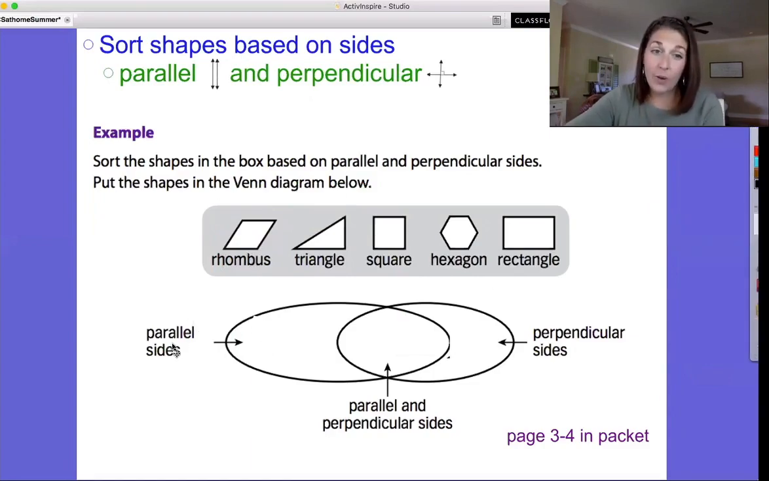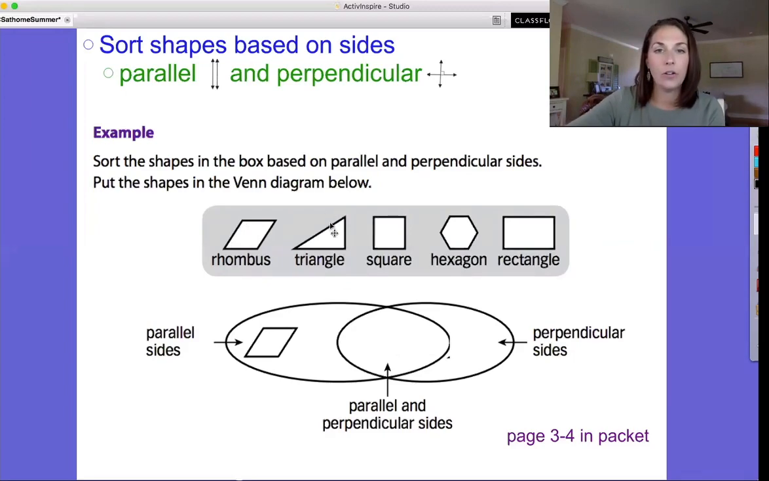So when I classify my rhombus, I know it's going to fit here in parallel sides, but could it also fit in perpendicular sides? I remember that for perpendicular sides, you must have 4, or you must be able to create a right angle in the corner. I see an acute angle here, and I see an obtuse angle here, acute and obtuse. So no, I don't see any right angles in the rhombus, so therefore I know that there's no perpendicular sides. So I'm going to classify my rhombus into the parallel side category.